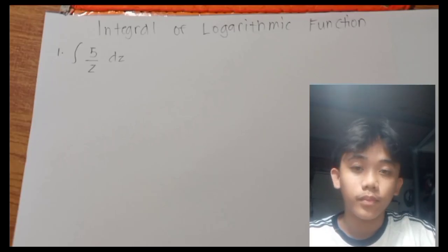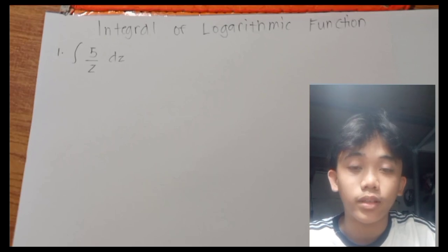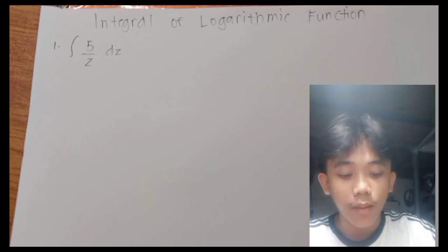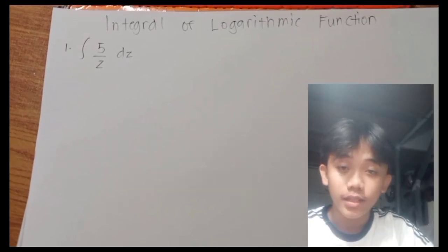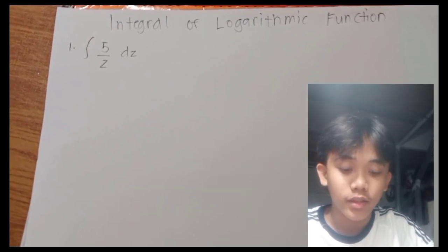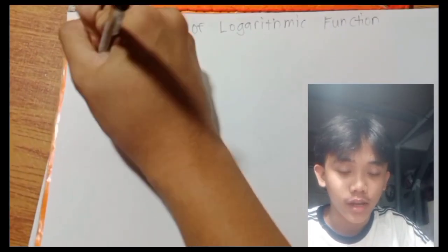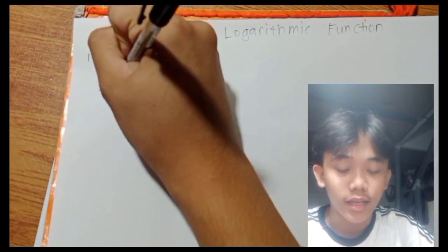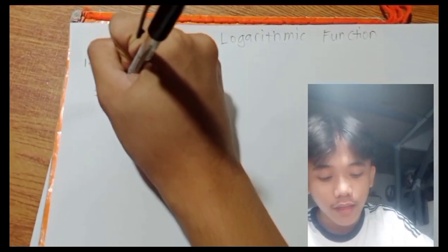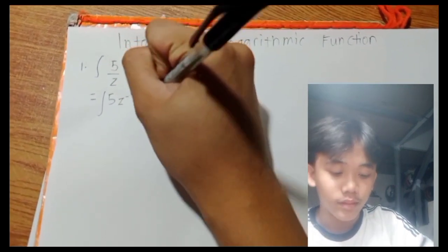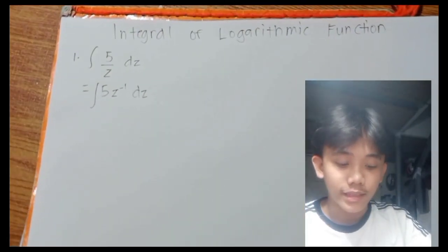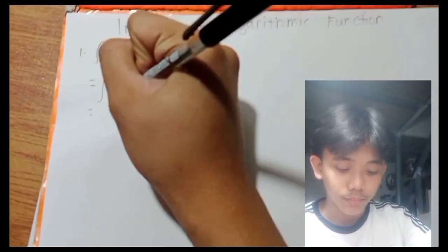Good day everyone. I'm here to explain to you the integral of logarithmic function. The first problem is the integral of 5 over z. The first thing we're gonna do here is express yung function sa way na mas magiging solvable siya. Which is, yung gagawin natin is itaas natin yung z. So magiging integral of 5z raised to negative 1. And next thing na gagawin natin is ilalabas natin yung constant.